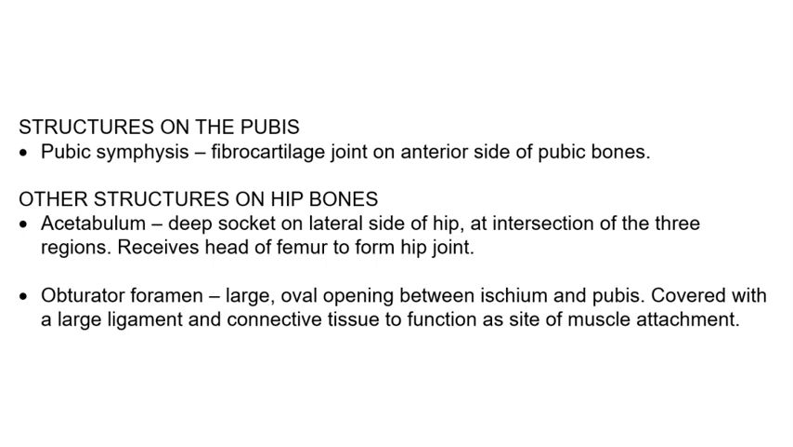Other structures on the hip bones that are of interest is the acetabulum, which is a deep socket on the lateral side of the hip, located at the intersection of all three regions. It receives the head of the femur to form the hip joint.